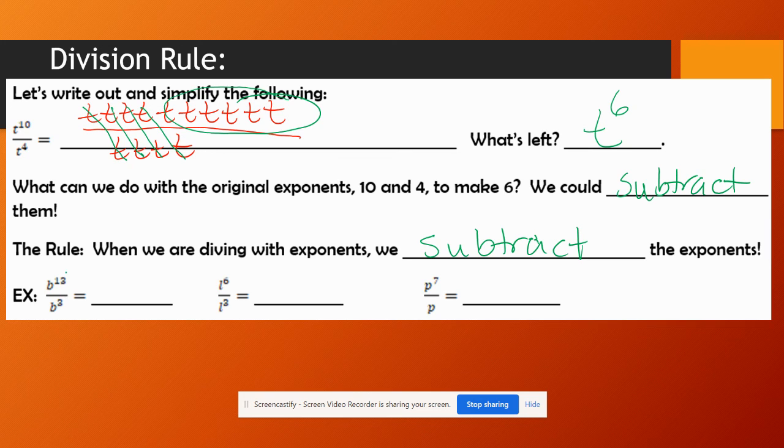In these examples, we have b to the 13th divided by b to the 3rd. 13 minus 3 is 10. L to the 6th divided by L to the 3rd. 6 minus 3 is 3. Again, remember, if there's no exponent, there's always an invisible 1. So I would always put a 1 there and say p to the 7th over p to the 1st. 7 minus 1 is 6.